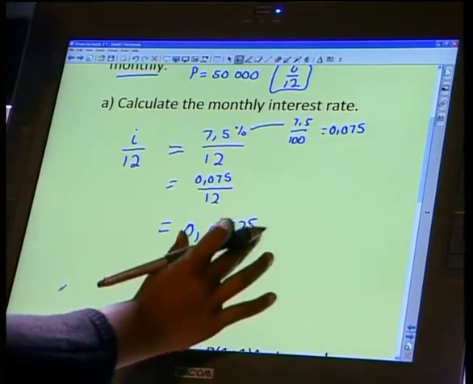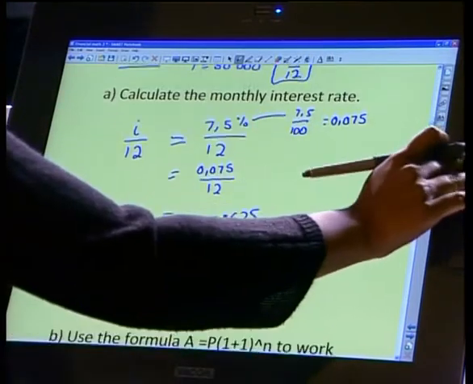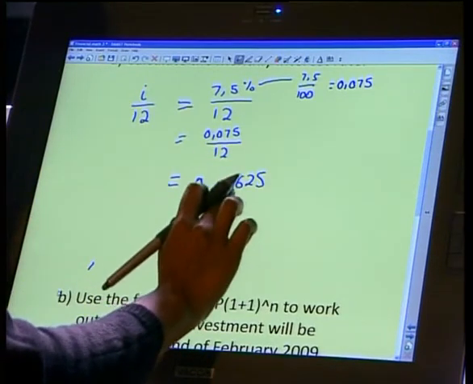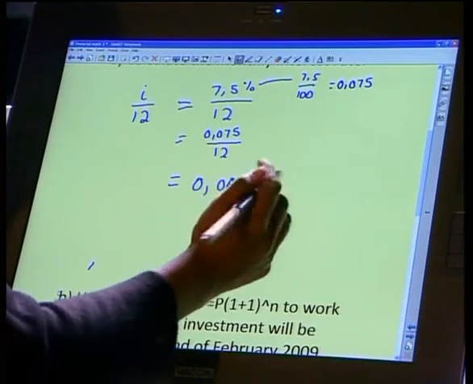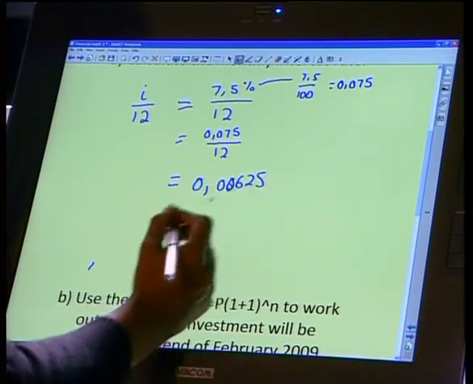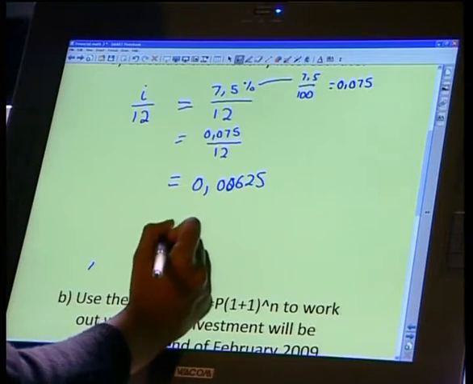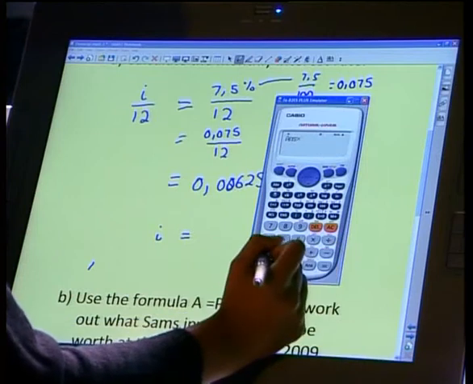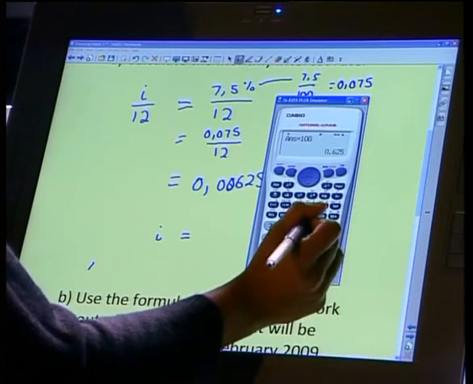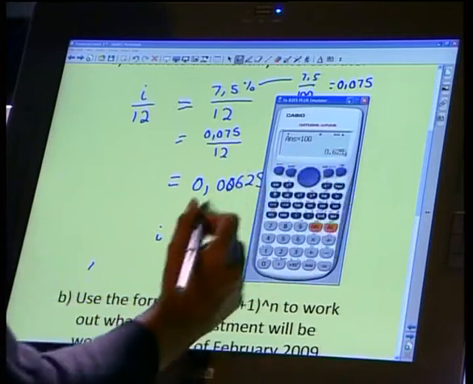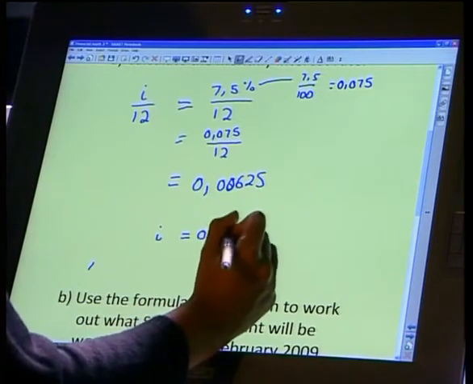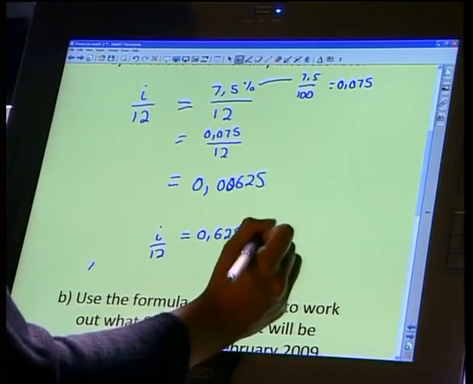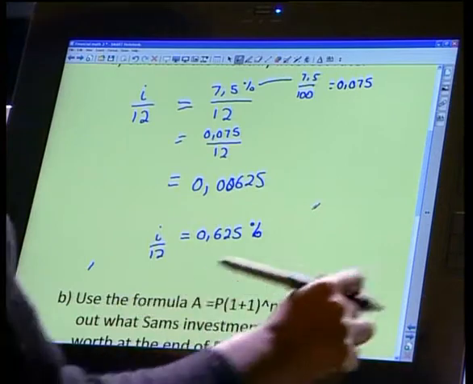Okay, that's decimals and percentages and so on. You learned that in a much earlier lesson. So therefore the effective interest rate is, if we want to write it as a percentage form, we need to times this by 100. So if we times it by 100, the effective rate will be 0.625%. And that is the effective monthly rate in percentage form.